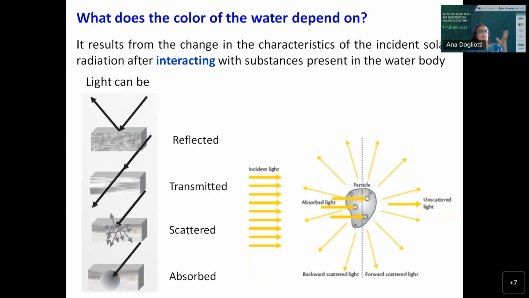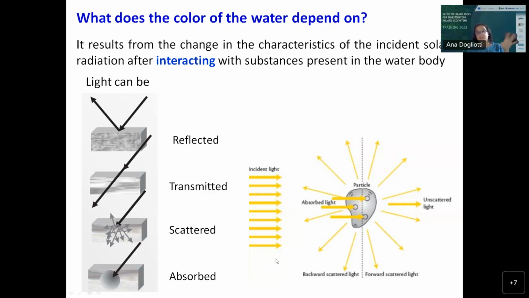So let's look at what can happen to light when it enters a body and interacts with material. Light can be reflected, so it doesn't really interact with the water body, it is just specularly reflected. It can be transmitted, passing from one medium to another. It can be scattered, which means a change in the direction of the light, and it can also be absorbed.